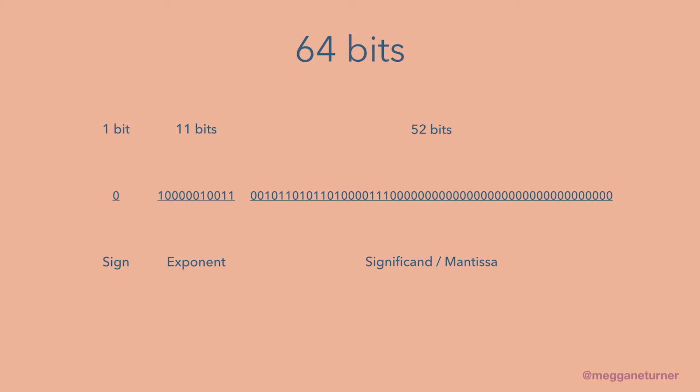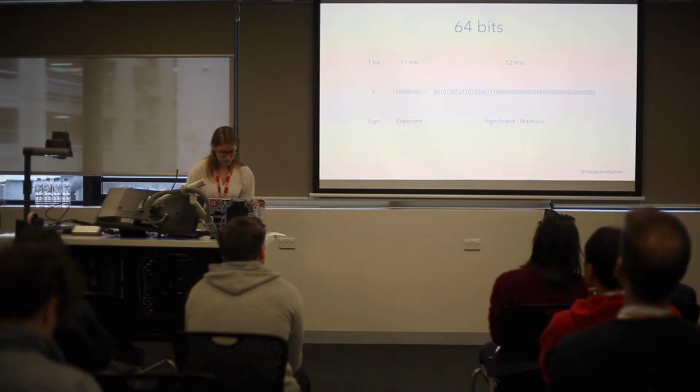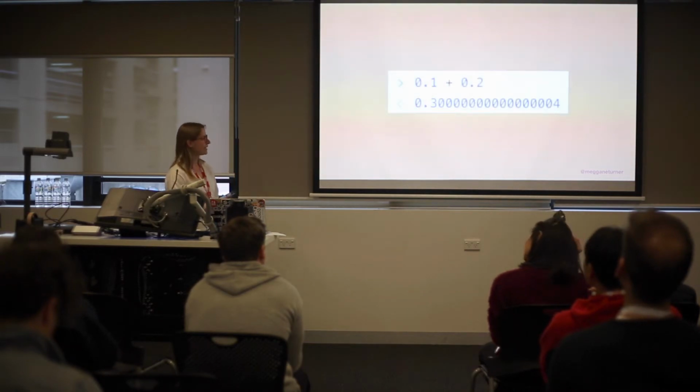The first bit represents the sign, so if it's a 0, it's a positive number, and if it's a 1, it's a negative. The next 11 digits represent the exponent, so basically it just tells us where the decimal point goes in that number. And the next 52 bits are for the significand, or the mantissa, and that just tells us what the actual digits in the number really are. So let's have a closer look at everyone's favourite JavaScript bug.